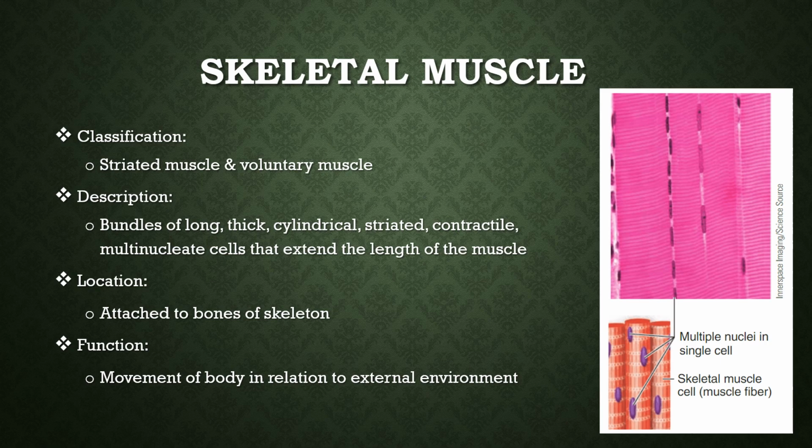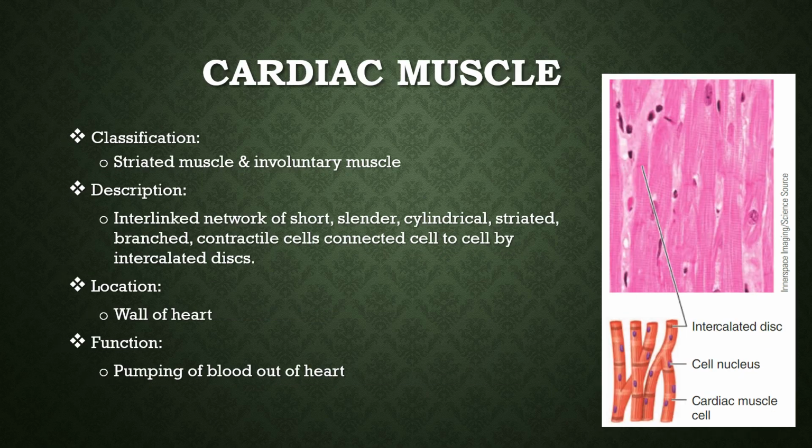Skeletal muscle is made up of bundles of long, thick, cylindrical, striated, contractile, multinucleate cells that extend the length of the muscle, and they function in movement of the body in relation to the external environment. Cardiac muscle can be classified as a striated muscle and an involuntary muscle. Cardiac muscle is described by an interlinked network of short, slender, cylindrical, striated, branched, contractile cells connected cell to cell by intercalated discs. Cardiac muscle is located in the wall of the heart and it functions in pumping blood out of the heart.